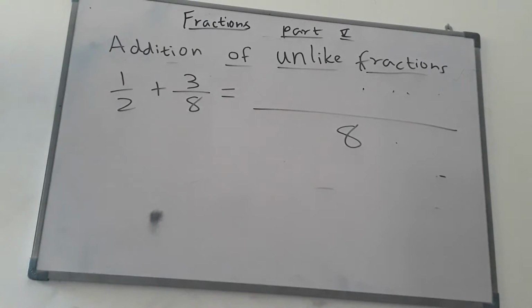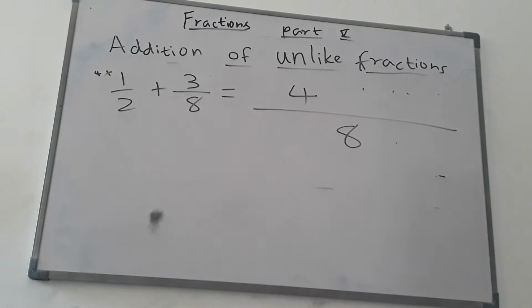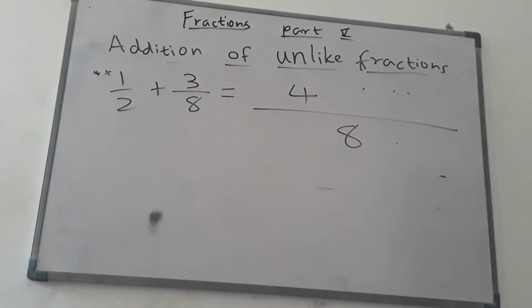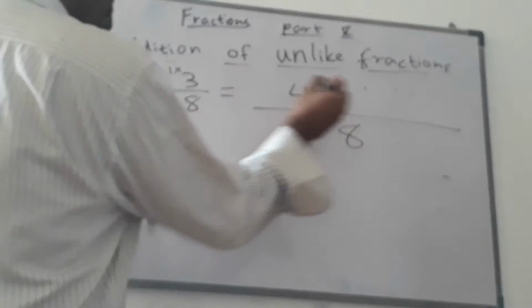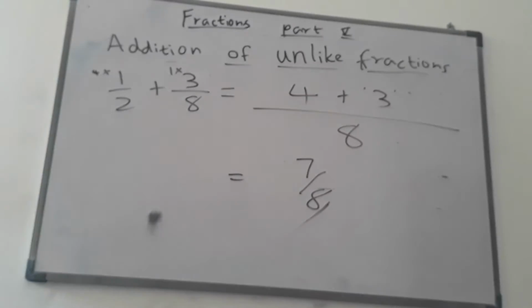Now we have to check how many 2's are there in 8. 2 times what is 8? 2 times 4 is 8. Now we have to multiply this 4 by 1, which is equal to 4. Then we have to check how many 8's are there in 8. 1 8. Then 1 times 3 is 3. So it will be 7 over 8. This is the answer.